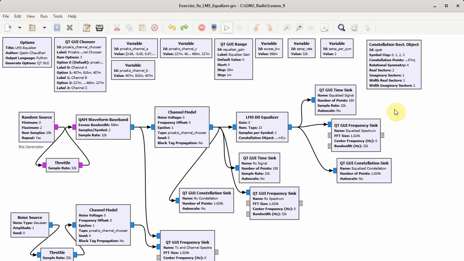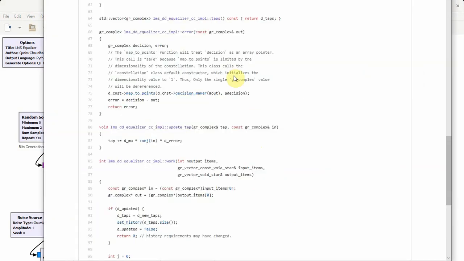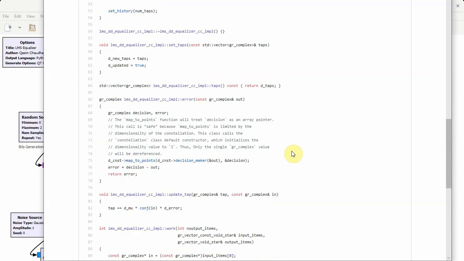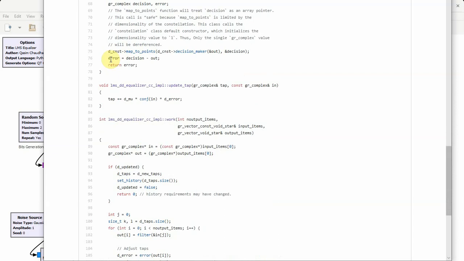There are two questions at this stage. Number one, how was the equalizer able to overcome such harsh channels? Number two, what happens if the channel is slightly changing? Both of these questions can be answered if we look at the code of this LMS decision directed equalizer. Here on the GNU Radio website, at the C code implementation of the LMS equalizer, once we pass through the housekeeping stuff, we will see that the main equalizer operations are performed here, where the error signal is generated by the decision minus the output of the equalizer.